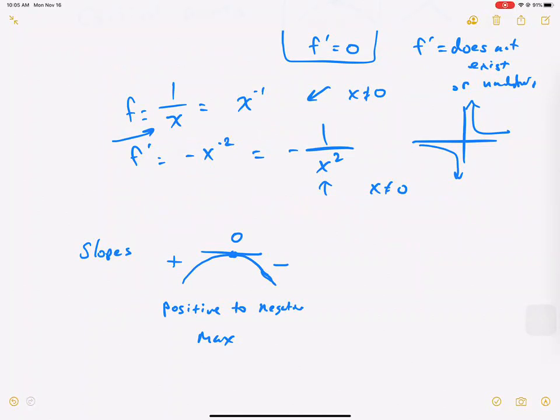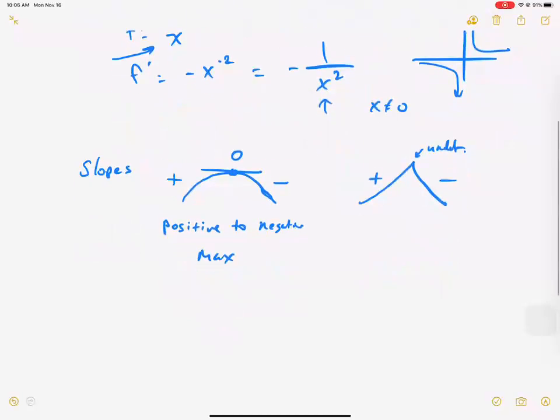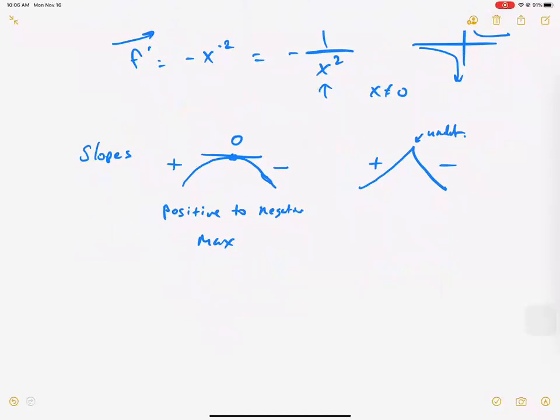Does this work when it's undefined? Let me draw the same point again. This is undefined, or does not exist, but the slope still goes from positive to negative. So as long as our sign changes from positive to negative, we have a max.